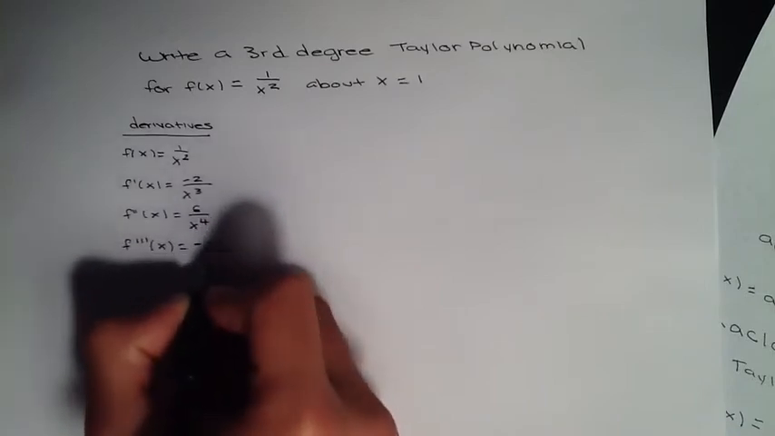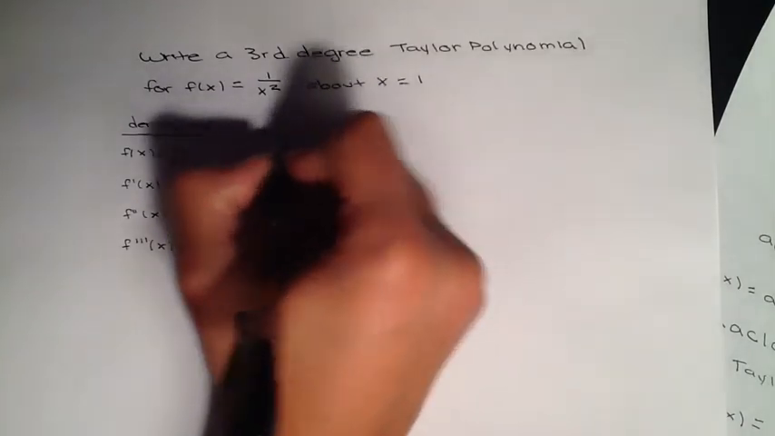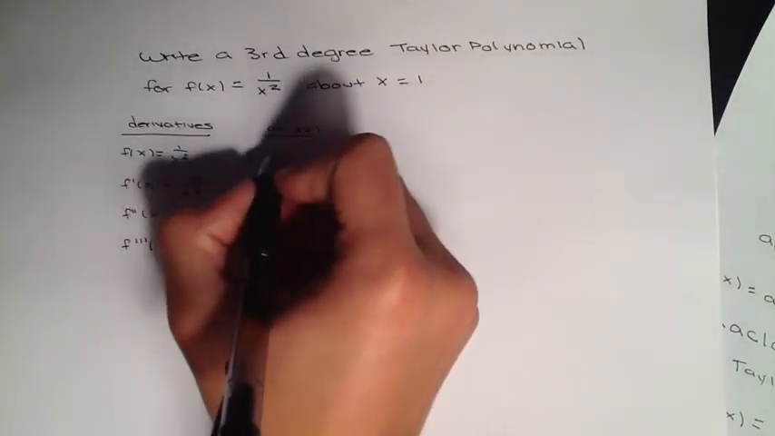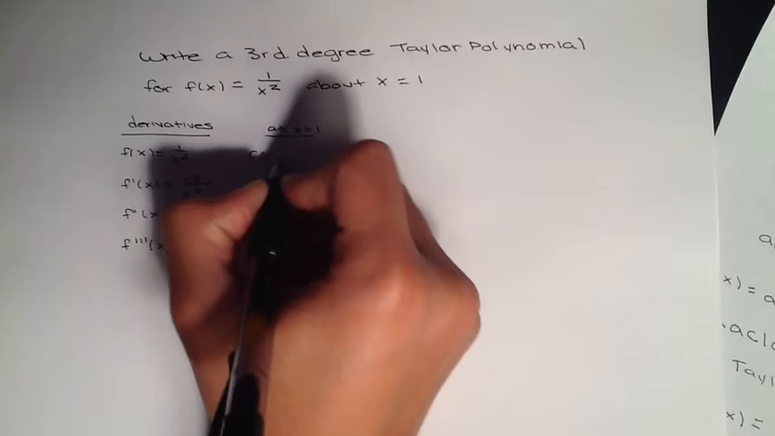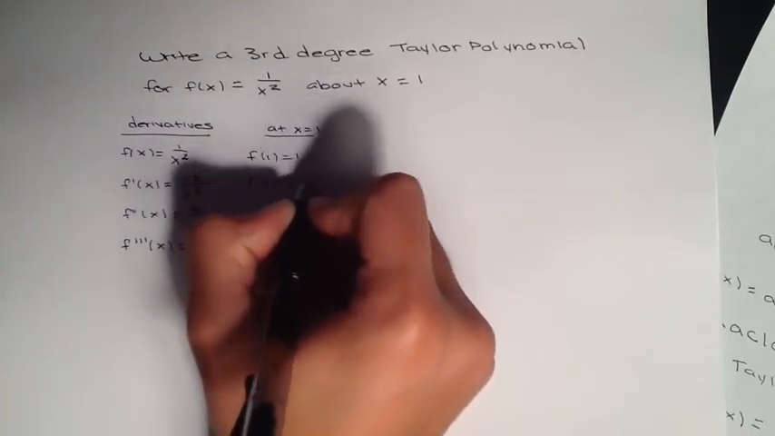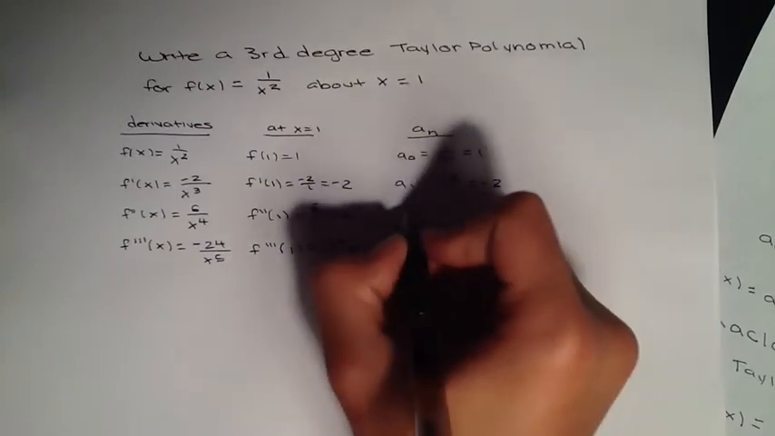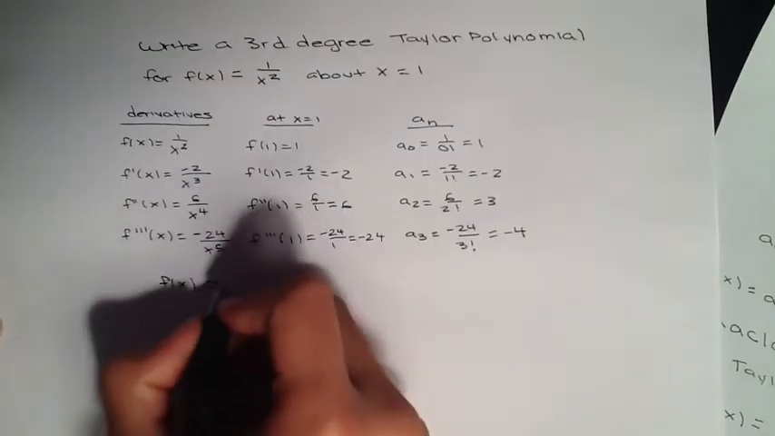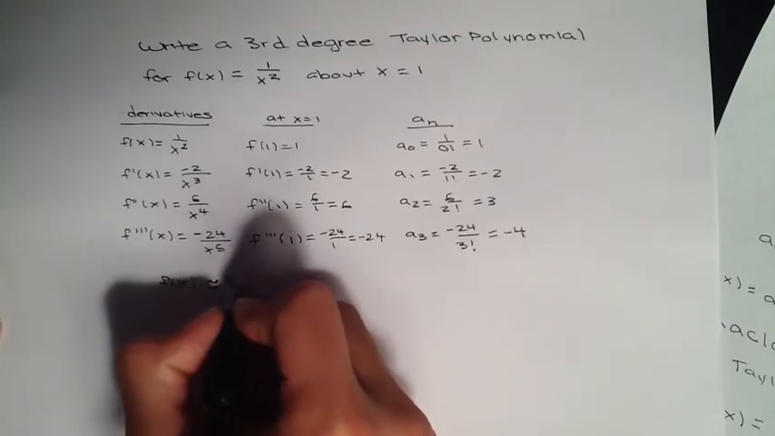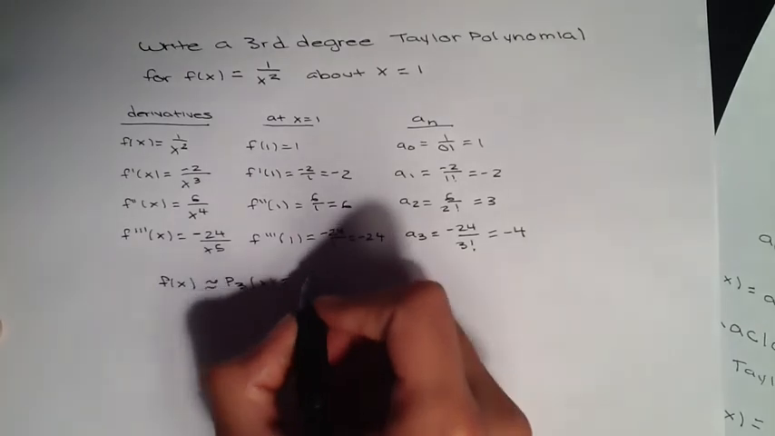Then you're going to evaluate each of these derivatives at the center x equals 1. So f of 1 would equal 1, f prime of 1 would equal negative 2, and so on. Then solve for a sub n. A sub 0 equals 1 over 0 factorial, which equals 1. A sub 1 equals negative 2 over 1 factorial, which equals negative 2, and so on.